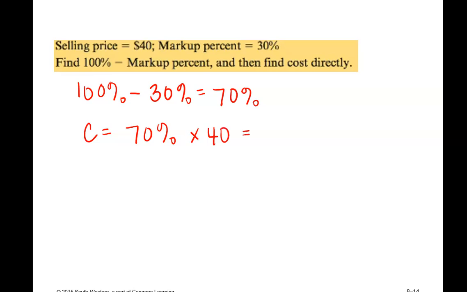Okay, so 70% times 40 gives me a cost of $28. So if something originally cost a retailer $28 to purchase and they mark it up, that's going to end up being $40 as the price that they sell it for.